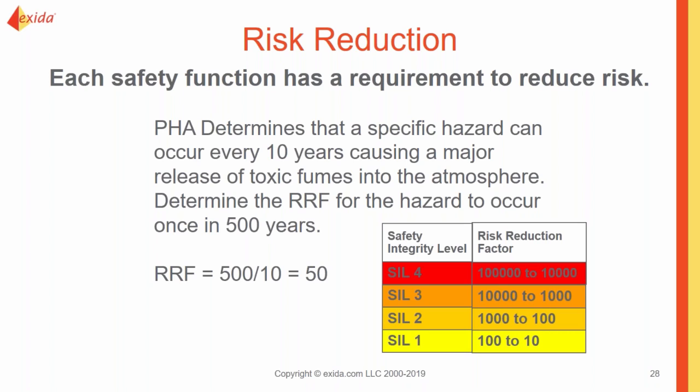So you need to determine your risk reduction factor. And it's very simple. You just take that 500 years compared to the 10 years, what it actually could be. You need to take 50, risk reduction of 50 out of your system. So because of this standard, we have these wonderful tables. We can see, well, 50, that falls right in between 10 and 100. Great, I need a SIL 1 application.